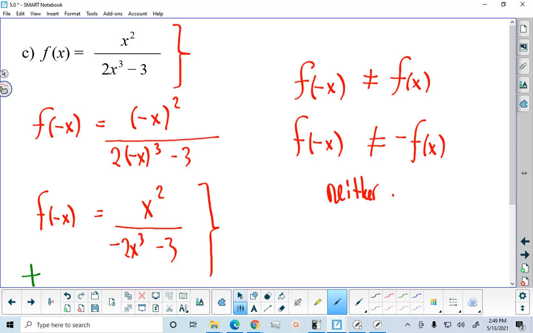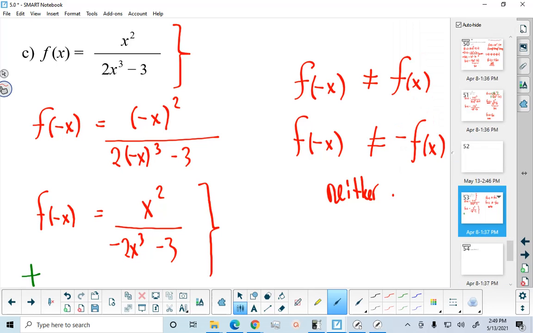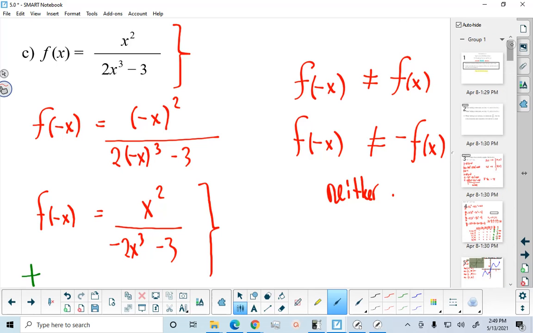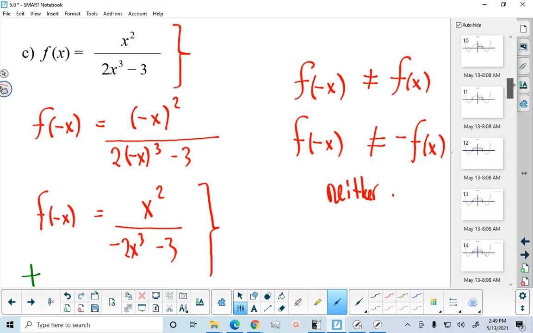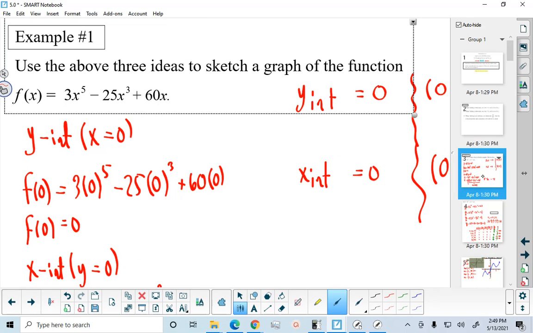I want to take first two things. Any questions with that? I want to take a moment here and talk about the example we did here where we sketched this graph.